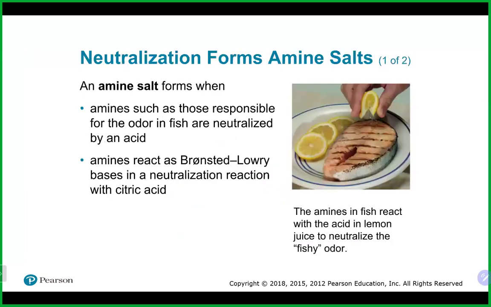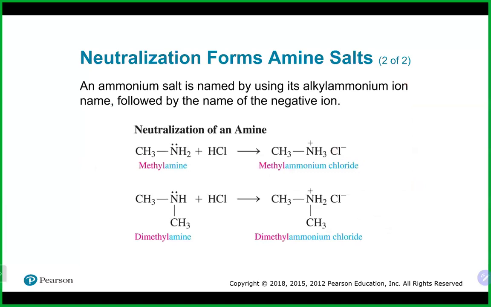Now, we do make what is sometimes referred to as an amine salt as a result of that. It's responsible for some of the odors that you see in fish, and you can neutralize it with an acid through the Bronsted-Lowry definition, which is why you squirt some lemon on that. Neutralization of amine salts works the same way here. We will make our amine. It's going to react here and accept the H+, and that's going to make our amine salt.